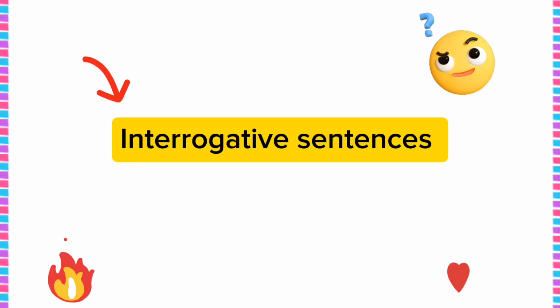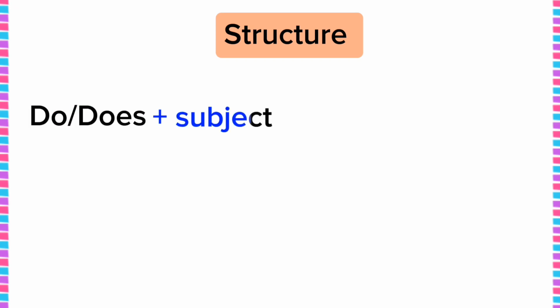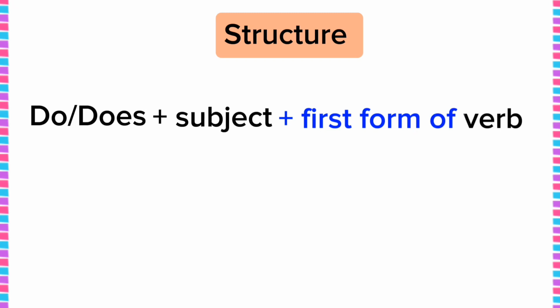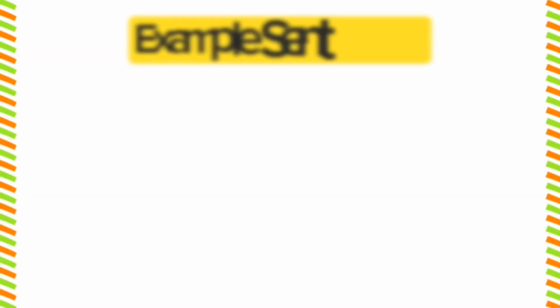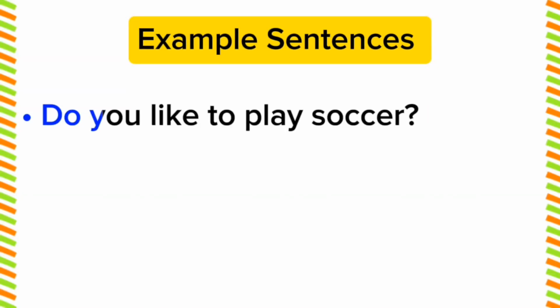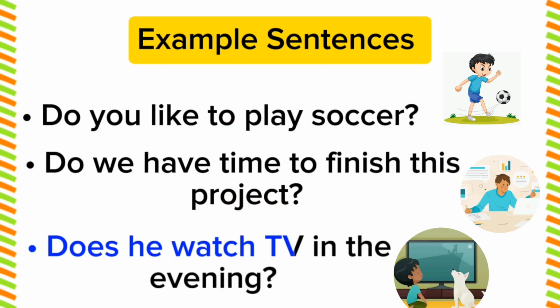Now we understand interrogative sentences in present indefinite tense. Structure. While making interrogative sentences, first we write do or does, then write subject. Next we write the first form of the verb. At the end we write object as optional and a question mark. Example sentences. Do you like to play soccer? Do we have time to finish this project? Does he watch TV in the evening?